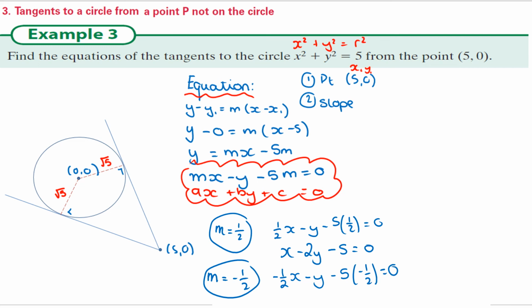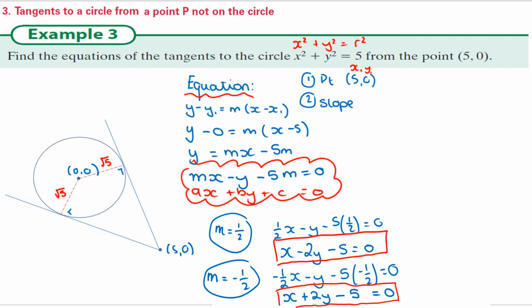I'm going to multiply across by minus 2 this time. So that gives me plus 2y, that's minus 5, so plus minus, and that equals 0. So our two equations are x minus 2y minus 5 equals 0, x plus 2y minus 5 equals 0.